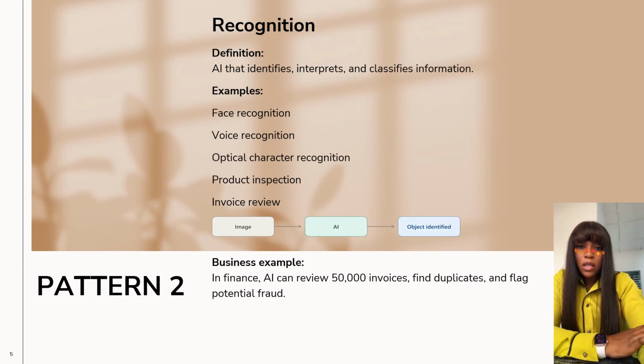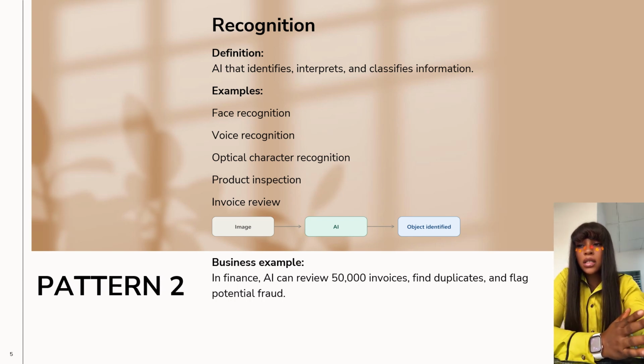We're going to look at the second AI pattern, which is recognition AI. Recognition AI focuses on understanding what exactly it is looking at. It recognizes faces, voices, objects, documents, text, signatures, even manufacturing defects.